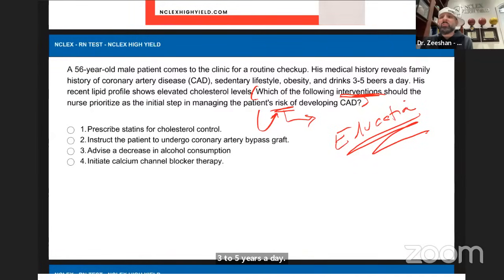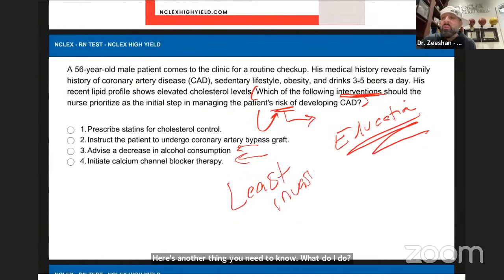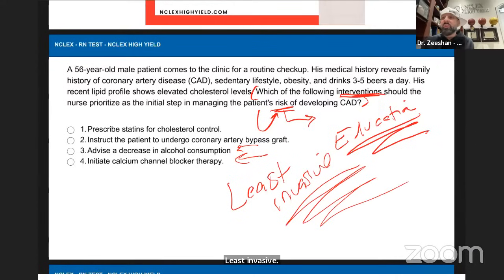What am I going to educate them on? Could I start them on a calcium channel blocker, or should I advise them to decrease their alcohol consumption? Which am I going to do first? Initial. I'm going to do 3/4. Why? Here's another thing you need to know. What do I do? Least invasive. I can just tell you, stop drinking those 3 to 5 beers a day and watch to see what happens over a calcium channel blocker.